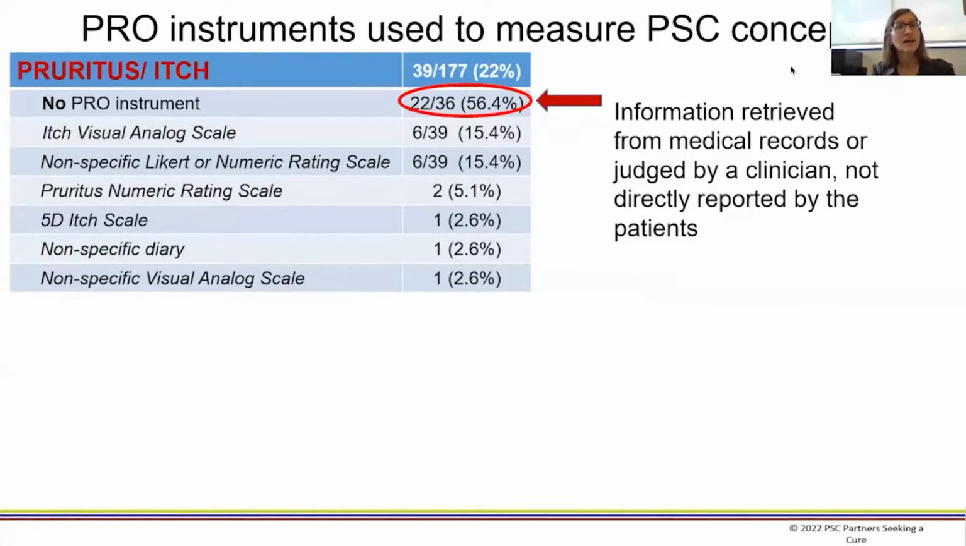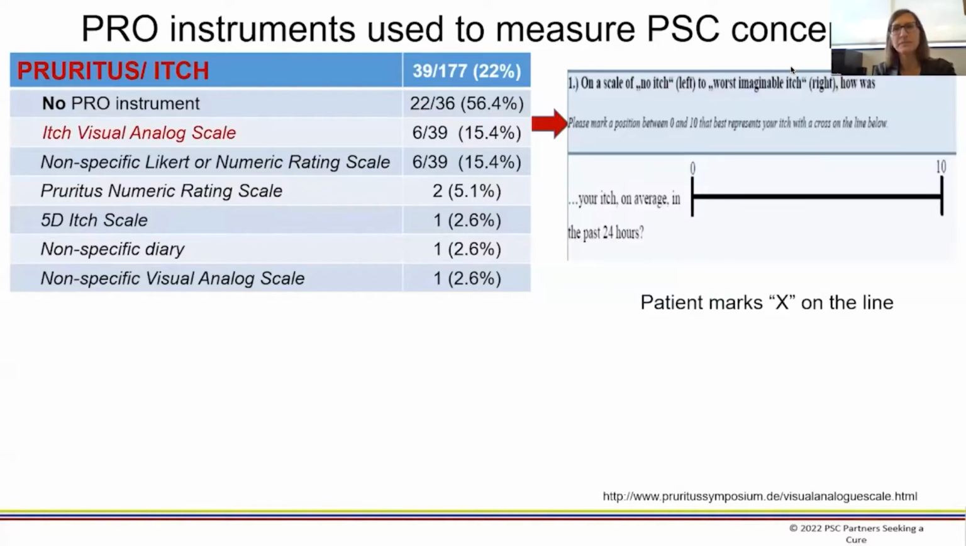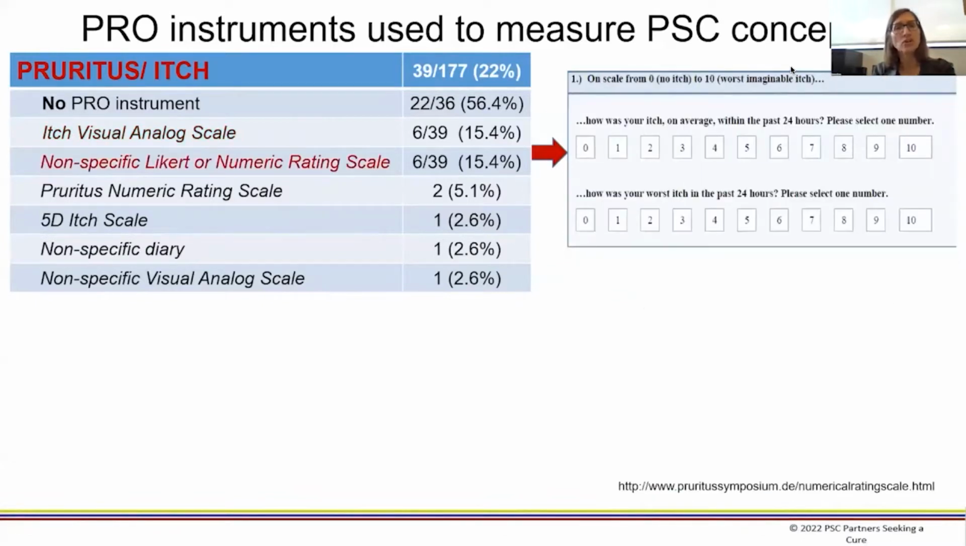If you take a construct like itch, for example, how many studies that reported on itch used an instrument? No instruments were used in 56% of these studies. Again, when they talked about itch, it was retrieved from medical records or judged by the clinician. The itch visual analog scale was used 15% of the time. And this is an example of a visual analog scale. It's a line, and the patient simply marks an X on the line to indicate their worst imaginable itch. Or a numeric rating scale like this, where a patient marks a number 0 to 10 to indicate their itch.